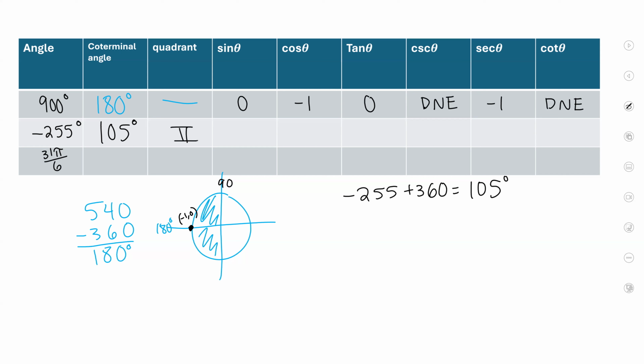In the second quadrant, let me draw you a picture of a triangle in the second quadrant. This is y, this is negative x, because you went left, and this is your radius. Is sine going to be positive or negative?